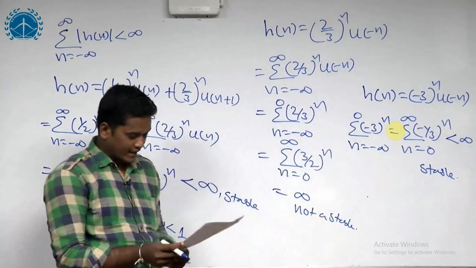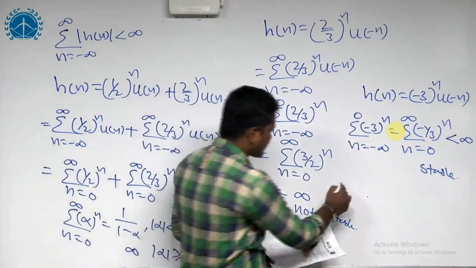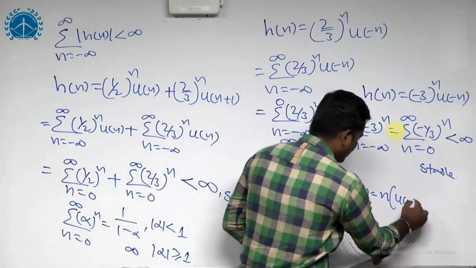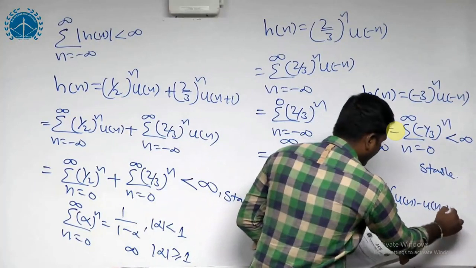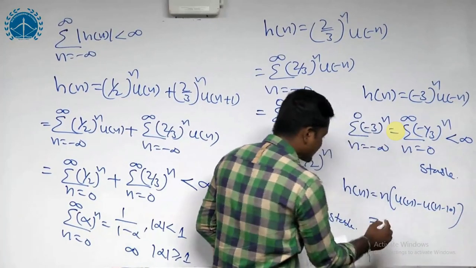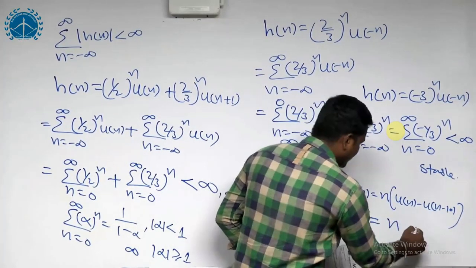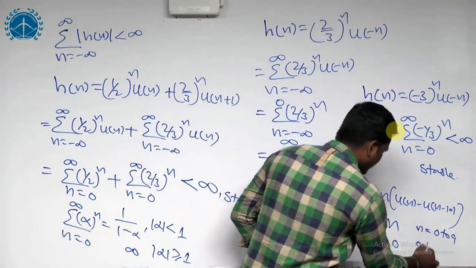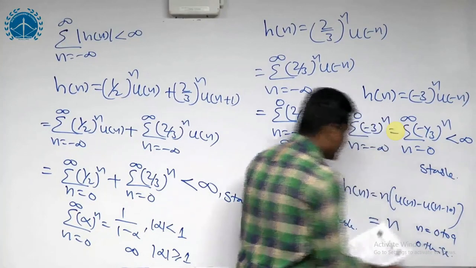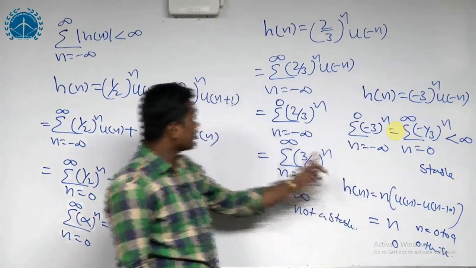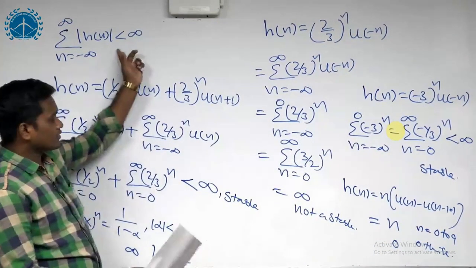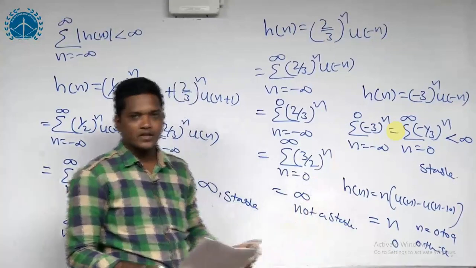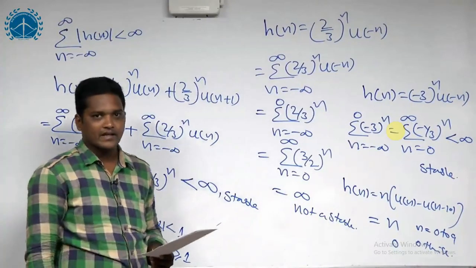Let us see the last one. The last one is h of n equals n times u of n minus u of n minus 10. This can also be written as n for n ranging from 0 to 9 and equals 0 otherwise. If you substitute this value in the summation, it is going to give a finite value only. So the last system is also a stable system. So the answer is B.